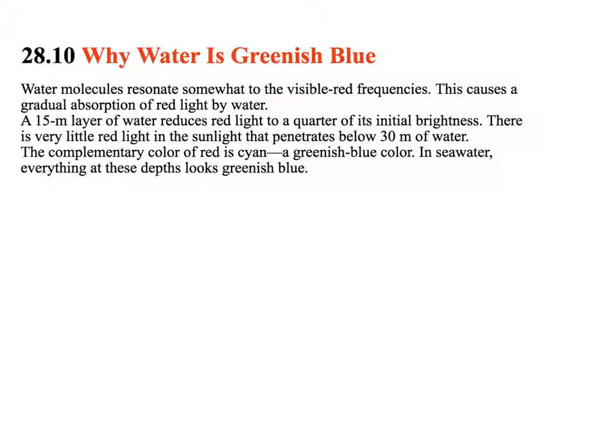Water molecules resonate somewhat to the visible red frequencies. This causes a gradual absorption of red light by water. A 15-meter layer of water reduces red light to a quarter of its initial brightness. There is very little red light in the sunlight that penetrates below 30 meters of water. The complementary color of red is cyan, a greenish-blue color. In seawater, everything at these depths looks greenish and blue.